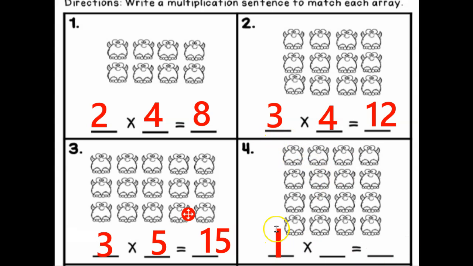How many rows do I have for the number 4? 4. Good. How many in each row? 4. It's the same thing. Look, 1, 2, 3, 4 across. So what's the total? 16. Not 12. We want to count all the little figurines.